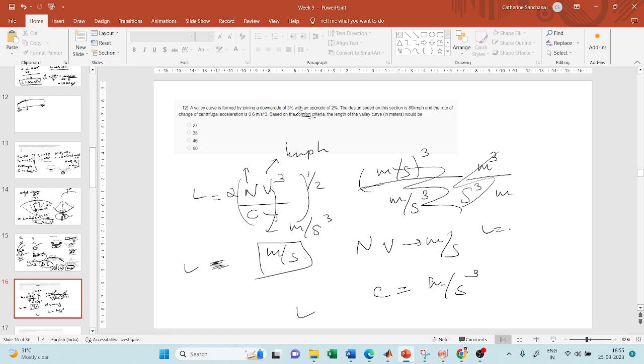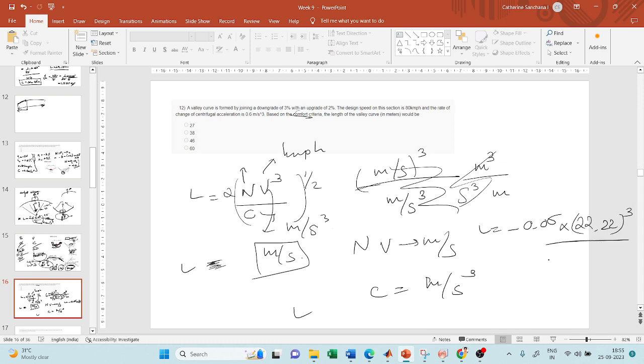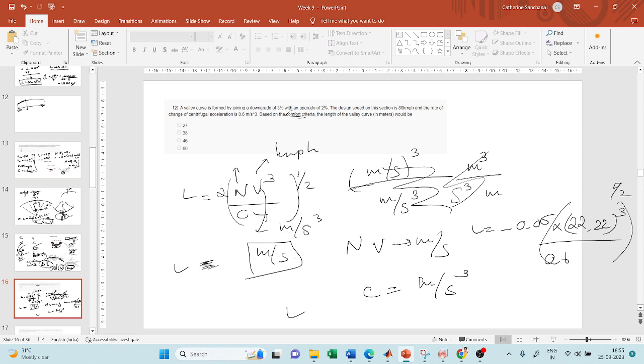So the length of the curve will be, with N minus 0.05, as I told you N has to be substituted as a fraction, into 22.22 the whole cube divided by C, which is 0.6, and this the whole power 1 by 2. This will give me 60.47 meters.